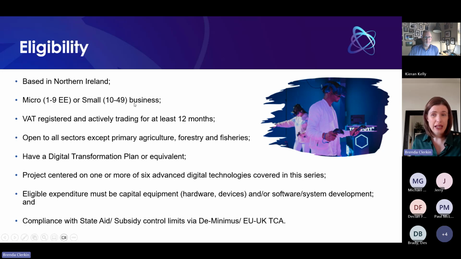In terms of being able to apply to the programme, there are a number of criteria that you need to meet. They're listed here, just around being based in Northern Ireland. You have to be either a small or micro business, so no more than 49 employees, VAT registered and trading for at least 12 months. It's open to all sectors apart from agriculture, forestry and fisheries, and that's because there is a separate fund available for that particular sector. You do have to have a digital transformation plan or equivalent, okay?